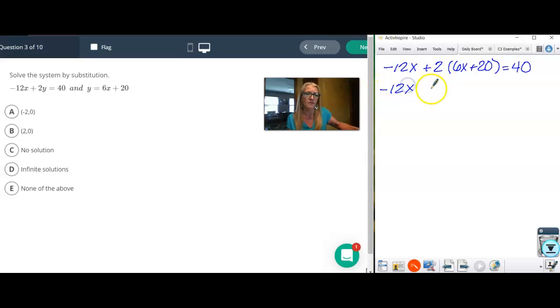I'll do one more step. Positive 2 times 6 is positive 12x. Positive 2 times positive 20 is positive 40 equals 40. Well, this one looks like it's going to be interesting, but I'll let you figure that out. Remember, when you have a problem that has no solution or infinite solutions, no solution means you got a false statement at the end. Infinite solutions means you got a true statement at the end. So keep that in mind.